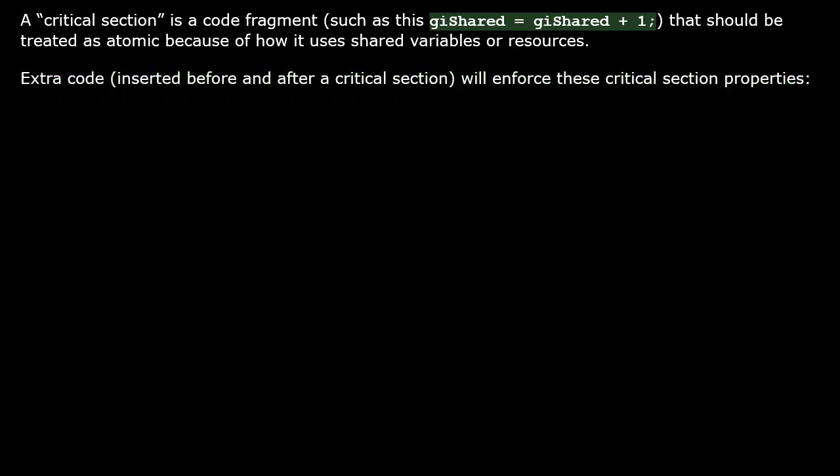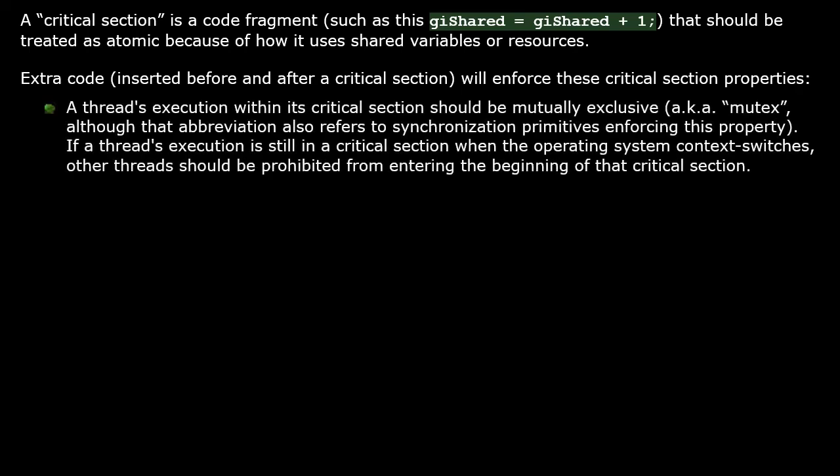To accomplish our goal, extra source code will be programmed immediately before and after the critical section to enforce these critical section properties. To get the atomic behavior that we need, a thread's execution within its critical section should be mutually exclusive execution.